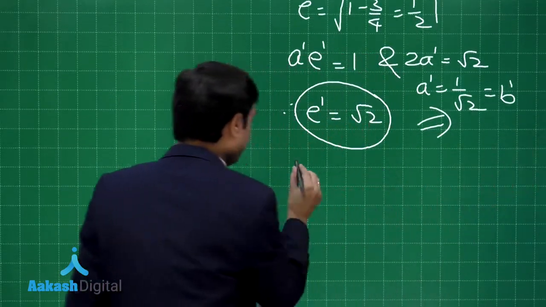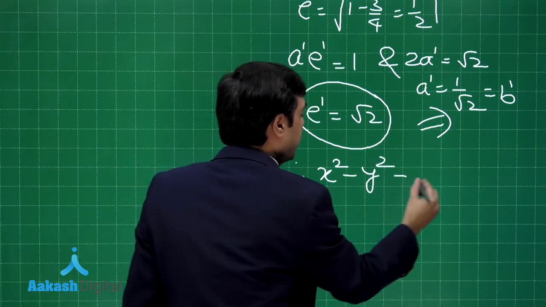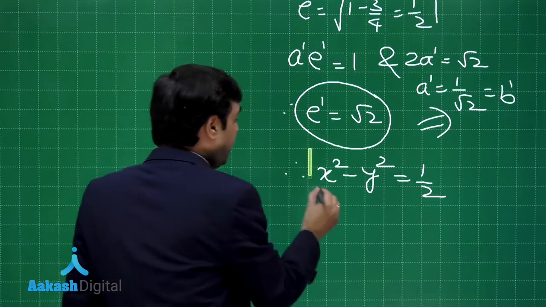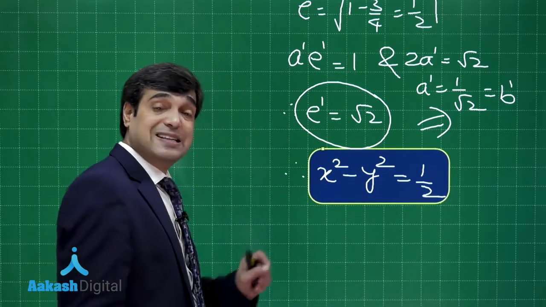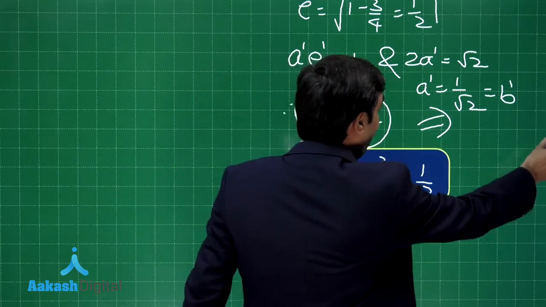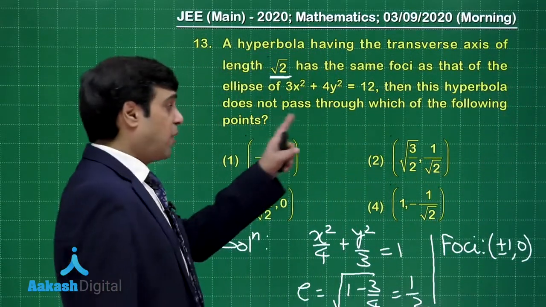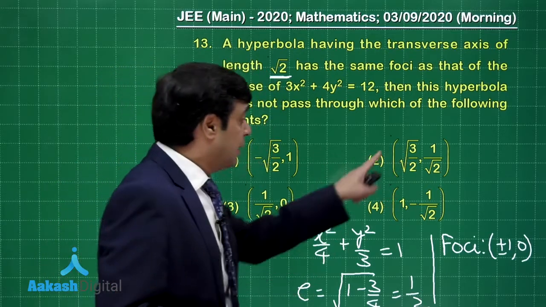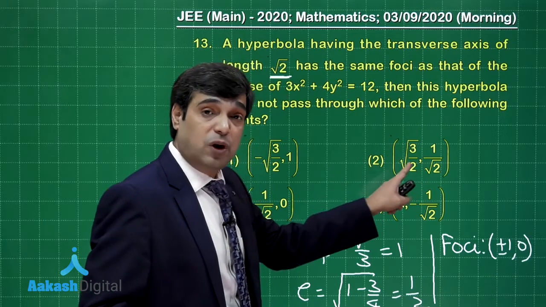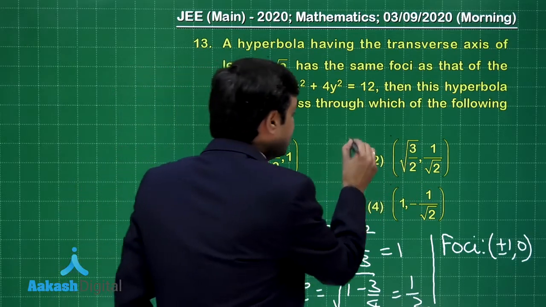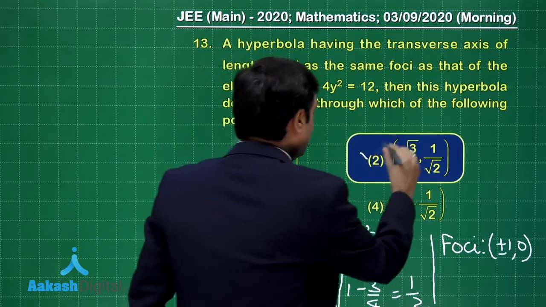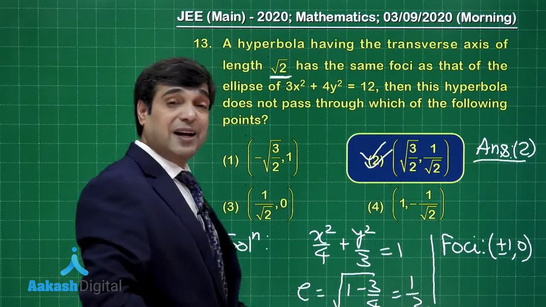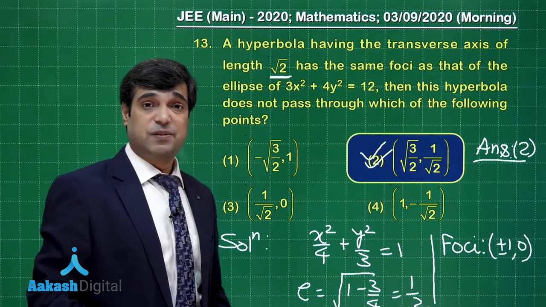So the equation obtained is x square minus y square is equal to 1 by 2. This is the required equation for the hyperbola. Now we have obtained the equation of the hyperbola. The question is saying, from the given points, which is not lying on it. When you put these points one by one, you can clearly see when you are substituting point number 2, this gives you 3 by 2 minus 1 by 2 is equal to 1, not equal to half. So the correct answer for this question is option number 2. It is not lying on this hyperbola. So I'm sure this question, that is question number 13, is also clear. Let's take up the next one, that is question number 14.